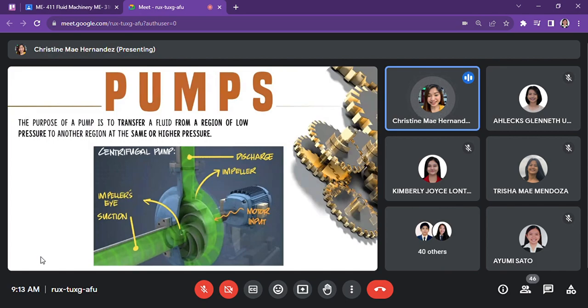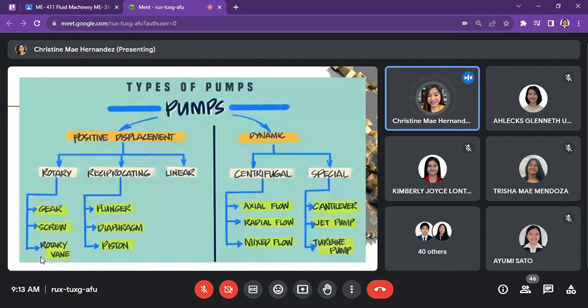So a pump then is a device used to move gases, liquids, slurries from lower pressure to higher pressure and overcomes this difference in pressure by adding energy to the system, such as a water system. So meron tayong two different types of pumps, positive displacement and dynamic. Under positive displacement, meron tayong rotary, reciprocating, and linear.